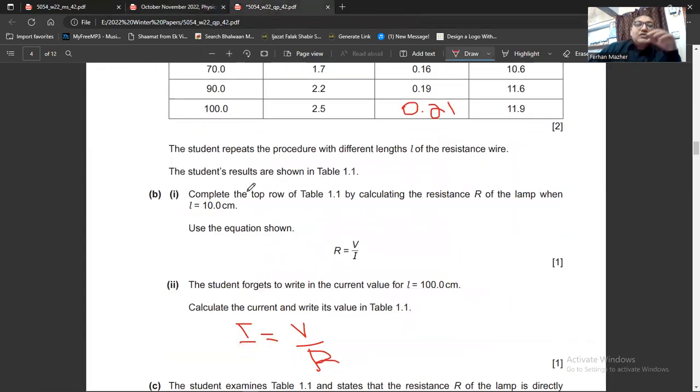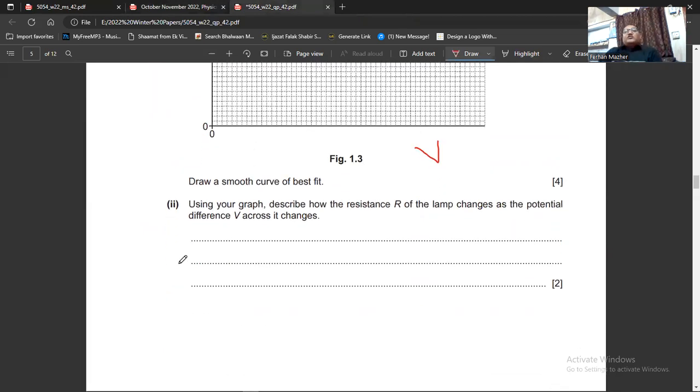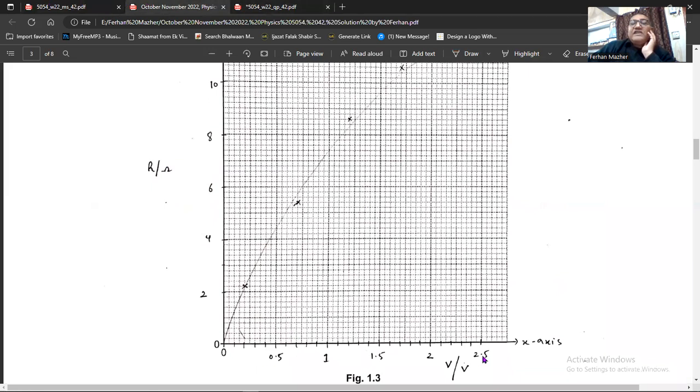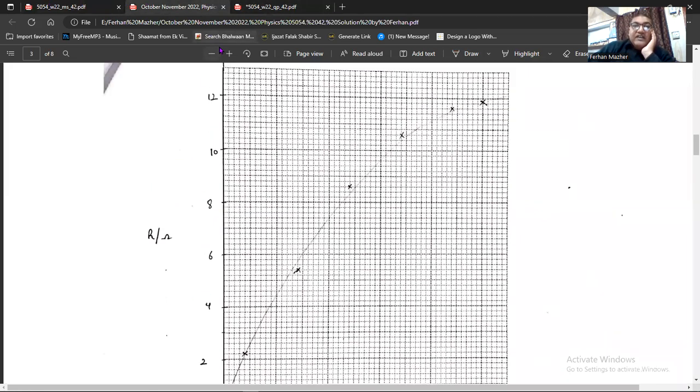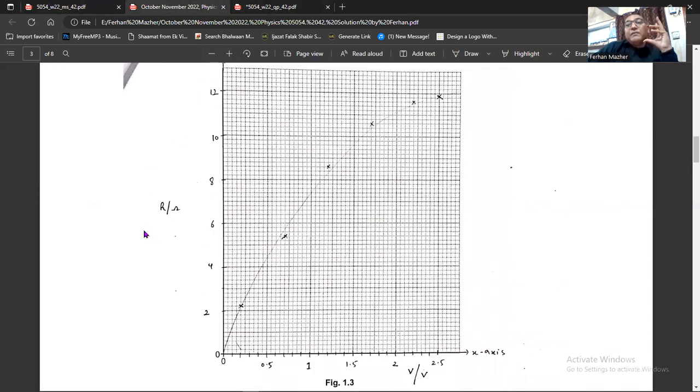Okay. Now what they want us to do: using your graph, describe how the resistance R of the lamp changes as the potential difference V across it changes. Because you see, this is not a straight line. It's passing through the origin, but it's not a straight line. And as the V is increasing, the value of the R is increasing. Yes, when you increase the V, the R value is increasing, but they are not directly proportional to each other because this is not a straight line. So the rate of increase of the R is gradually decreasing.